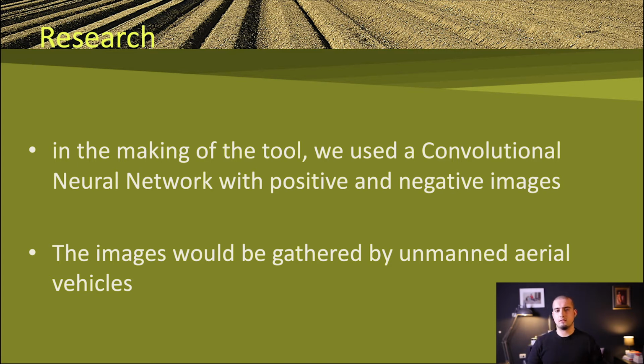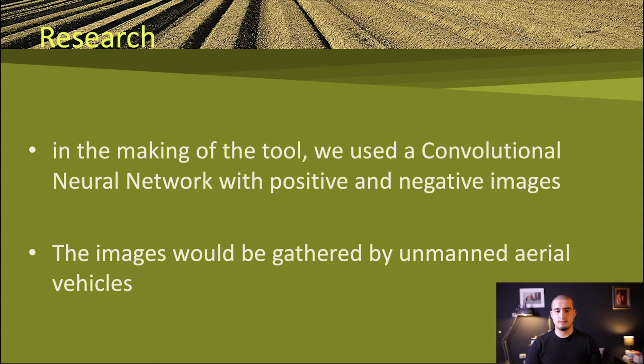In the making of our tool, we used a convolutional neural network with positive and negative images, meaning we trained our algorithm to see the positive images, the images that contain weed in them, and the negative images, the images that do not contain weed in them, and we trained the algorithm to search through the image and see if there is or there is not weed, which will give us information and feedback about the state of the land.